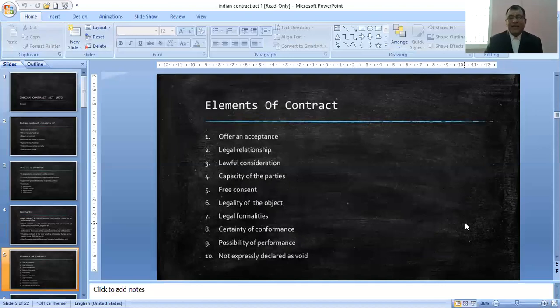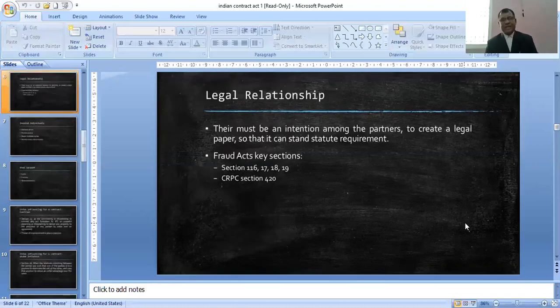Okay. Already I told you the essential elements of a valid contract: offer and acceptance, legal relationship, lawful consideration, capacity of the parties, free consent, legality of object, legal formality, certainty of performance, possibility of performance, not expressly declared as void. Already explained while explaining that slide. Okay. What do you mean by legal relationship? There must be an intention among parties to create a legal tie. That is, a proper agreement has to be written and signed by both parties, so that in case of any dispute, they can get it solved either by arbitration or by the court of law. Because there should be legal relation. Mere agreement will not attain the status of a contract.